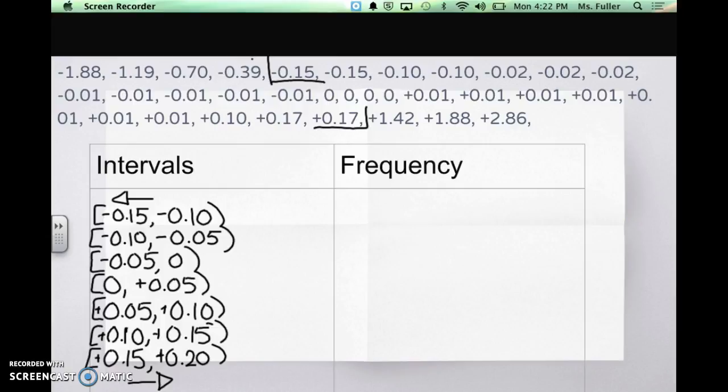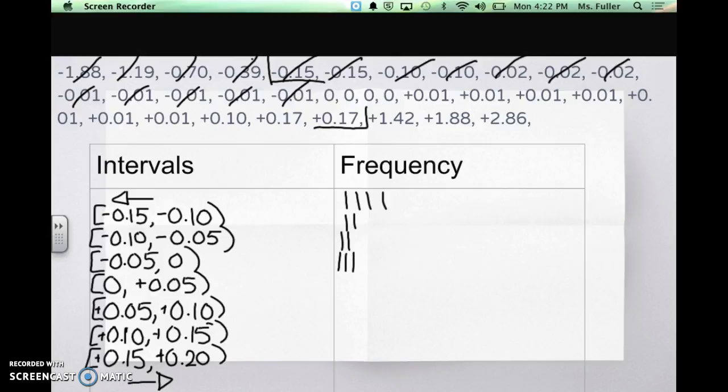So for our outliers, we're going to include 4. Okay, and then for negative 0.15, we have 2. We cannot include negative 0.10 because it's not in parentheses. We're going to include that in the next one. So that's 1, 2 for that one. And we've got a lot for this one. So we have 1, 2, 3, 4, 5, 6, 7, 8, all the way up until 0.